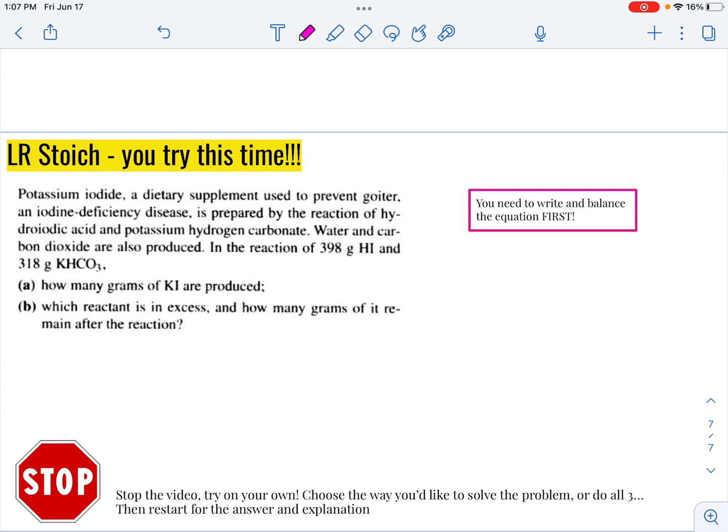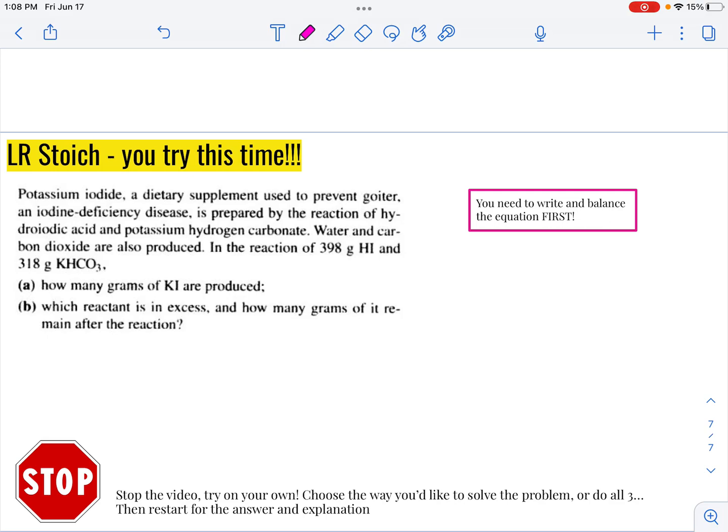So to do that, I've given you one more problem. And you'll need to write and balance the equation, and you'll need to copy it into wherever you're putting this. But then I would like you to stop the video and try on your own. This is a lot easier for several reasons. There's only 2 reactants. The equation is really easy to balance, all of those things. And so I definitely want you to try it yourself, come back and see how you did. Stop the video here.